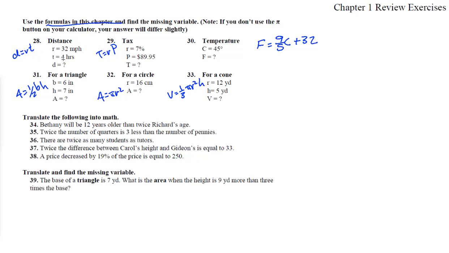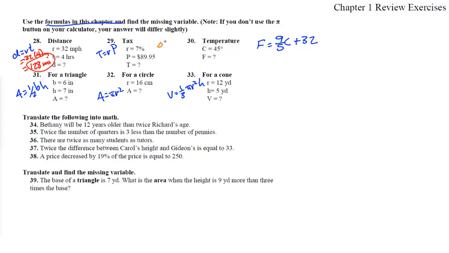Rate times time equals distance. So we have 32 miles per hour times 4 hours. Hours cancel, and we're left with 32 times 4, that's 128 miles. Be sure you use the units or the grader will nail you.